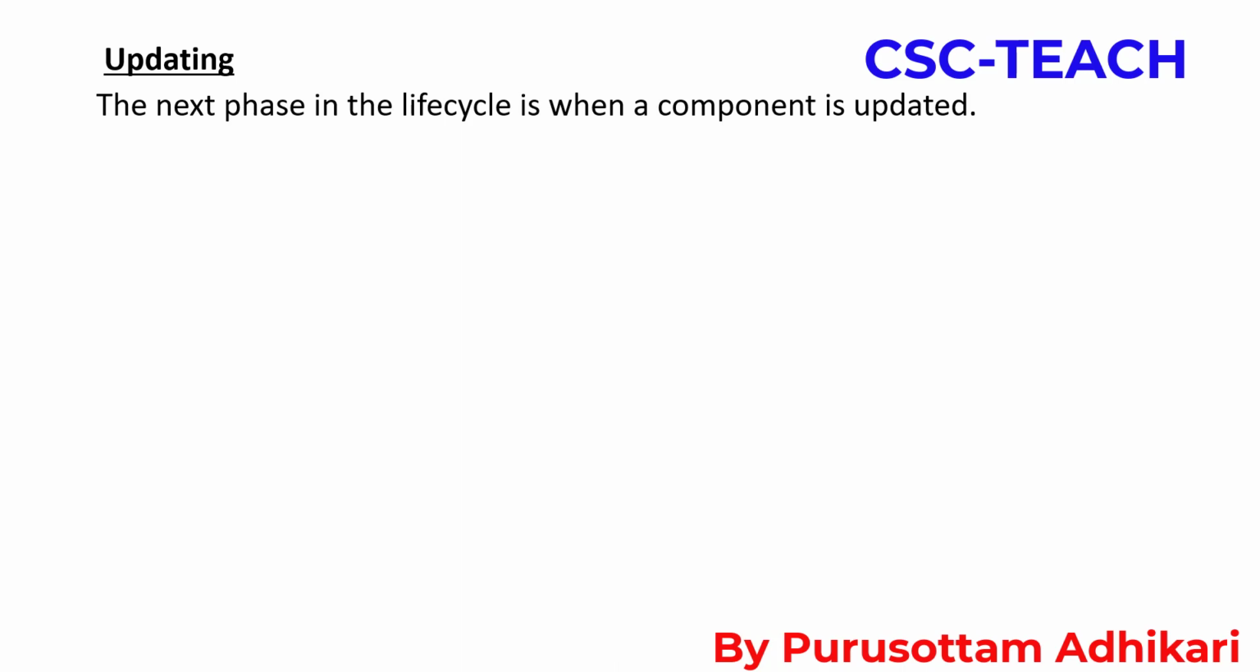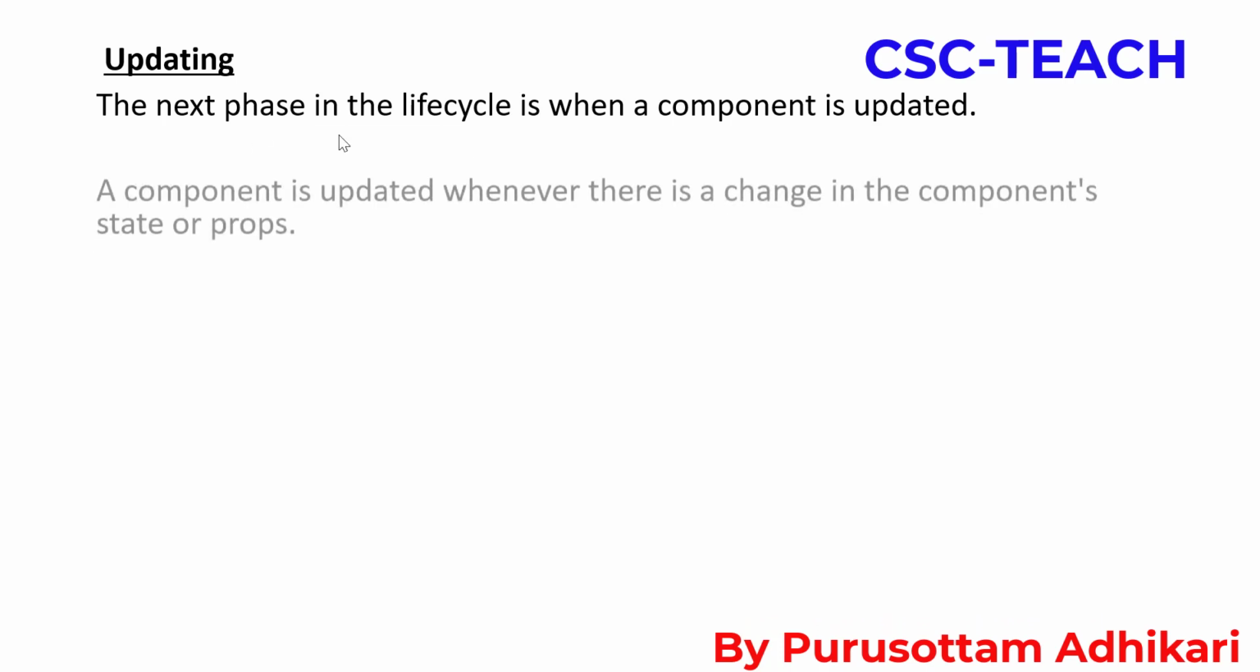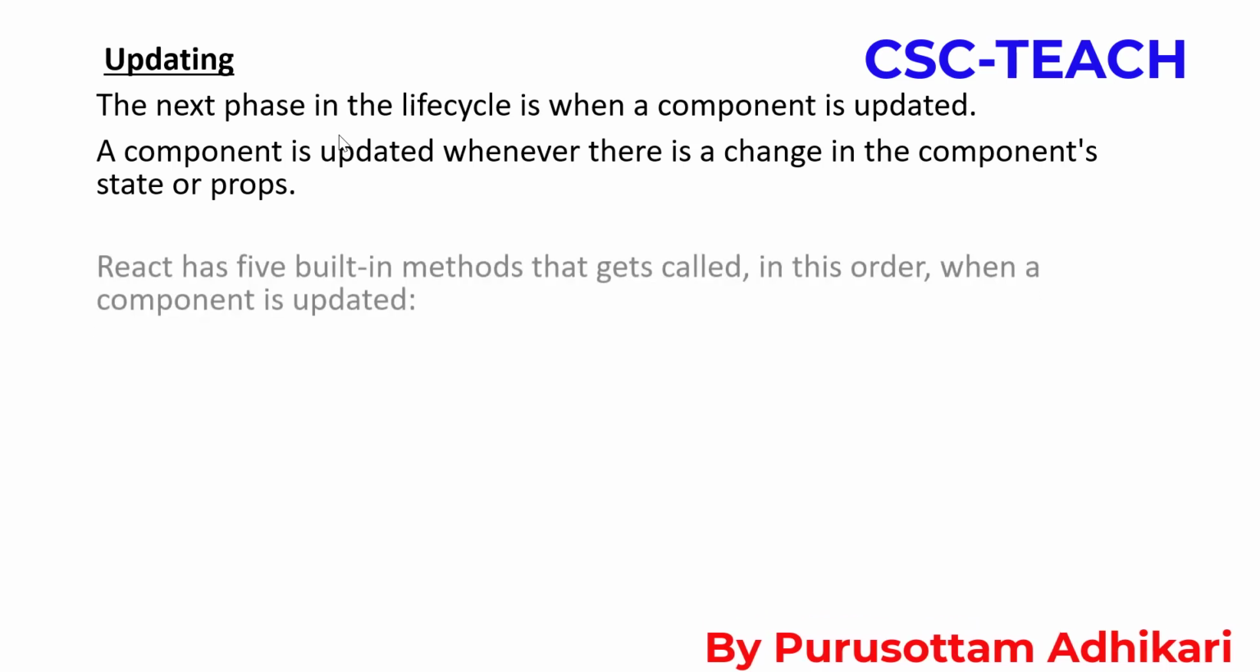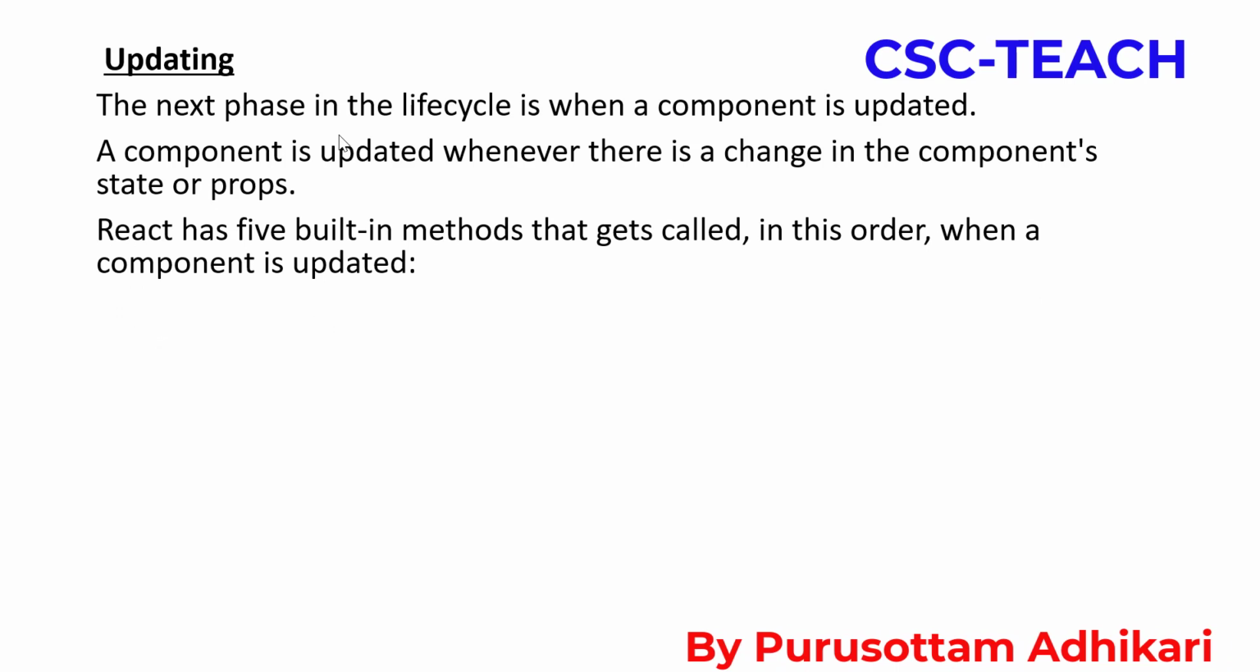The next phase in the life cycle is when a component is updated. A component is updated whenever there is a change in the component's state or props. If there is any change in the component state or props, then the component is updated. React has 5 built-in methods that get called in order when a component is updated.